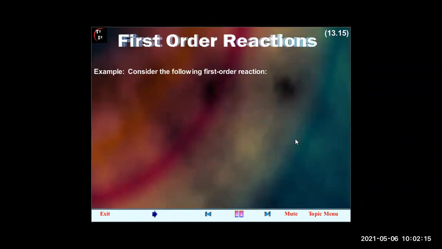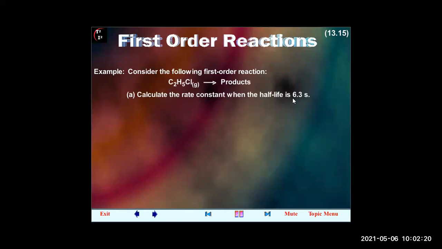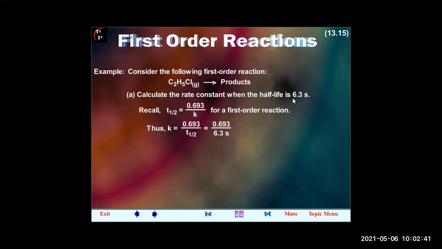Example: consider the following first-order reaction. A. Calculate the rate constant when the half-life is 6.3 seconds. Recall T1/2 is equal to 0.693 divided by K for a first-order reaction. Thus, K is equal to 0.693 divided by T1/2, which is equal to 0.693 divided by 6.3 seconds, which is equal to 0.11 per second.